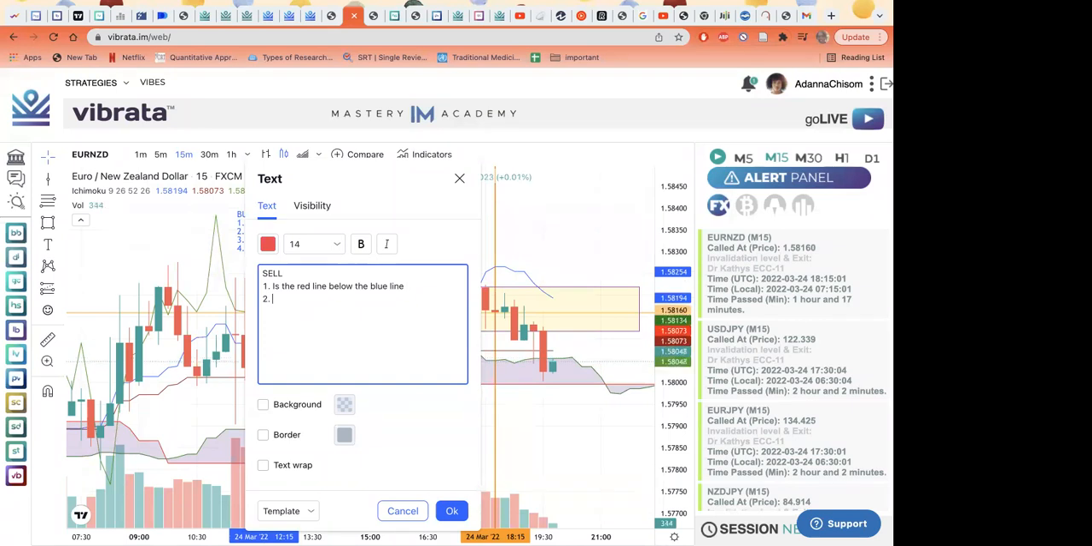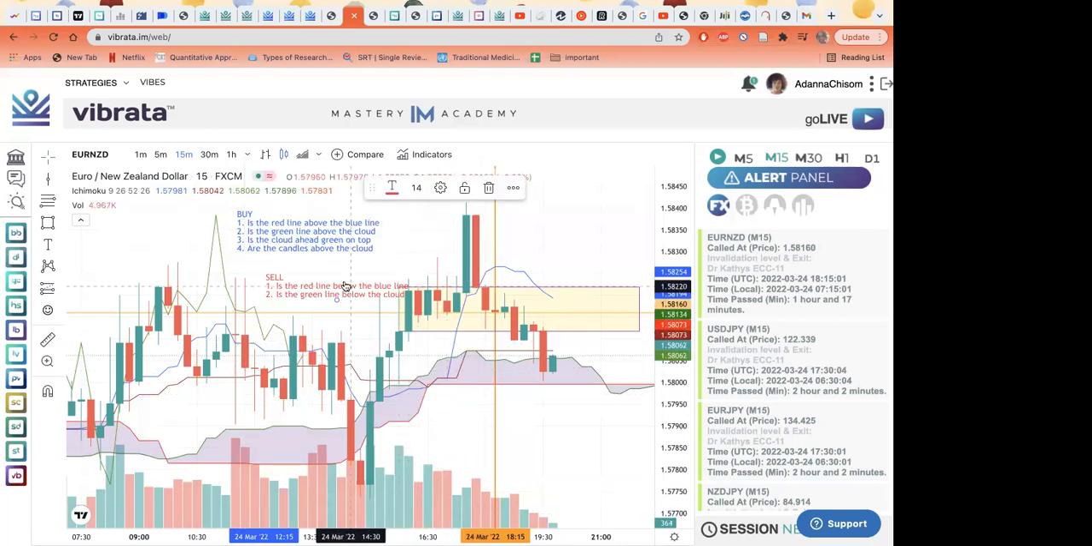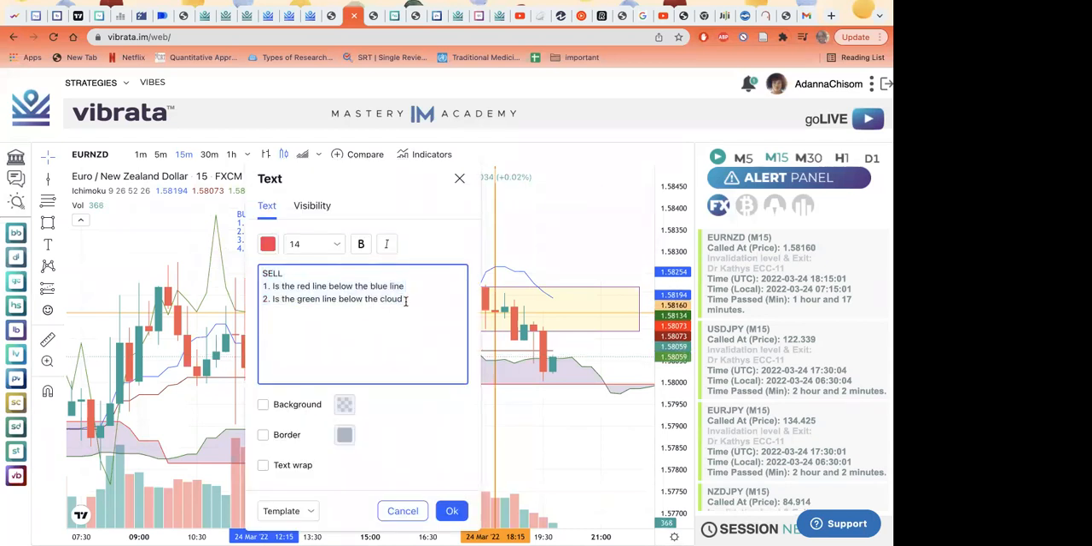Then the next thing you want to check is: is the green line below the cloud? Okay. Then the next thing is the third point. The third one is the cloud ahead. Usually call and put, buy and sell, are always opposite. It's just the opposite that you always use as the signal.